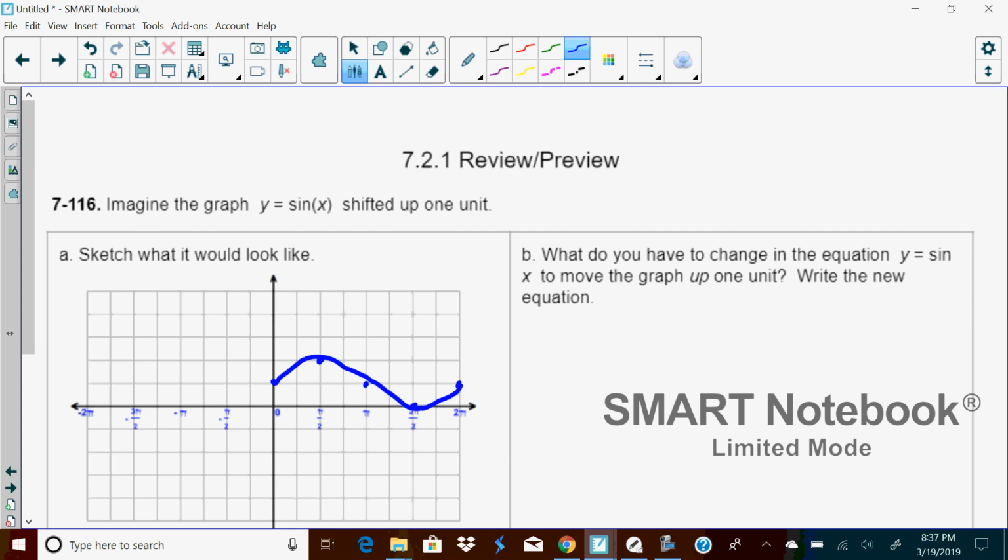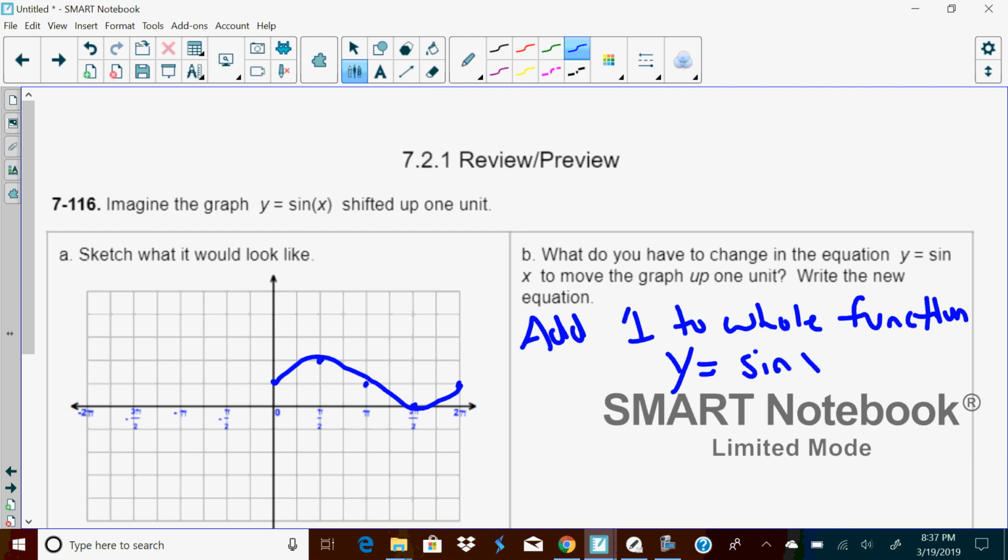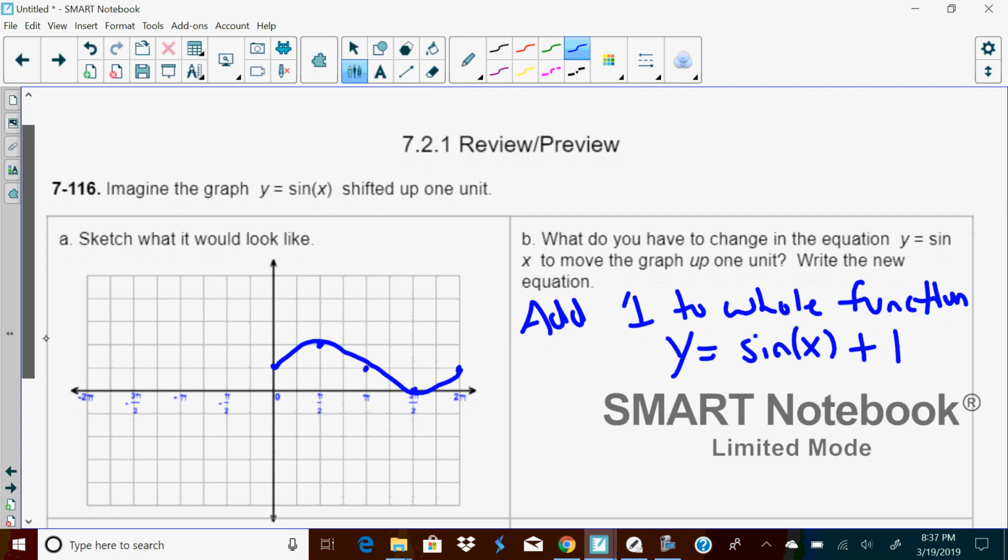Okay, so B says, what do you have to change in the equation to move the graph up 1 unit? Write the new equation. So we would have to add 1 to the whole function. So the equation would become y equals the sine of x, put that in parentheses, plus 1, because we want to add 1 to the whole thing.